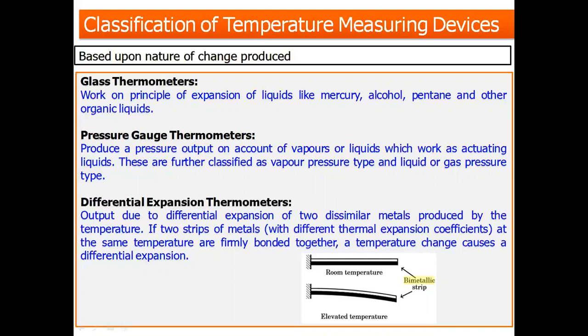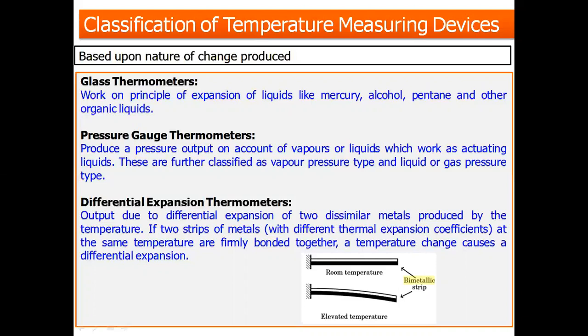The first one is the glass thermometer. This is the most popularly used phenomenon. The normal home thermometers that you use, mercury thermometers, are based on the principle of expansion of liquid. You must have seen the thermometers that you have in your homes. When the bulb gets heated up, when you subject it to a rise in temperature, the mercury that is filled in a glass tube expands with that heat, rises in that glass column, and indicates the change in temperature. So that is the glass thermometer.